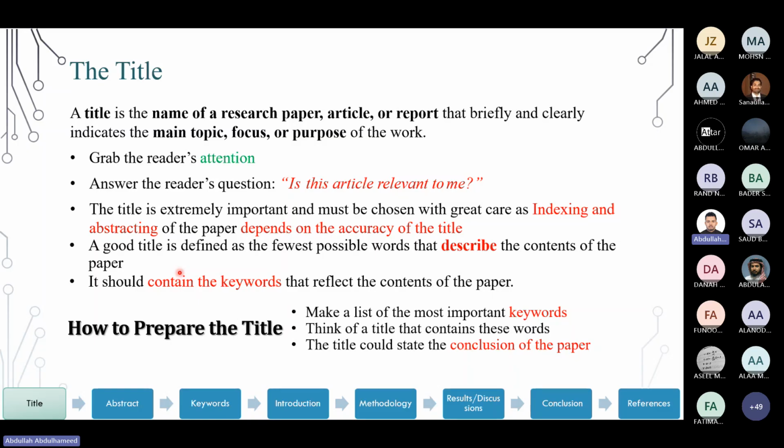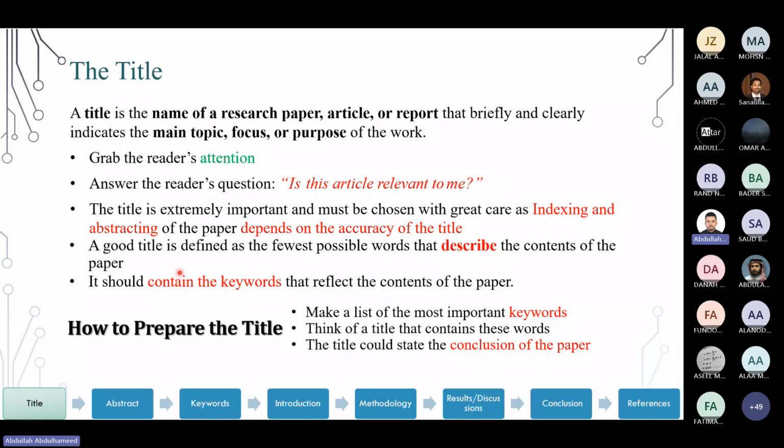Try to choose the fewest possible words to describe it. No need to overuse some words or make it long. So please try to make it short, but at the same time describe what you are writing.